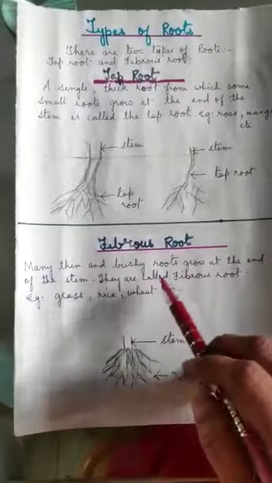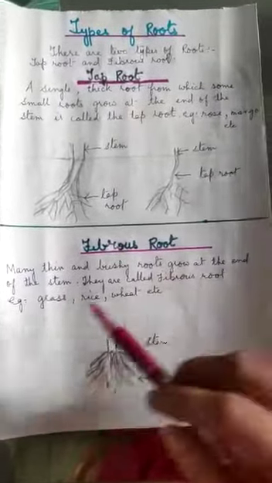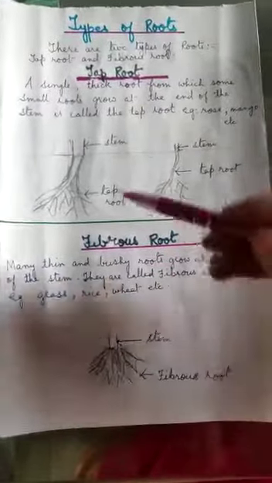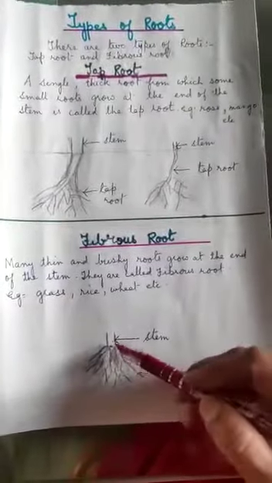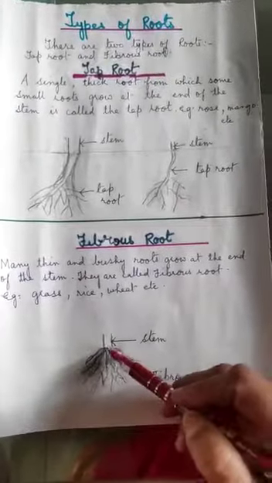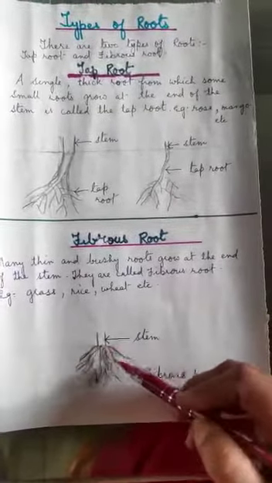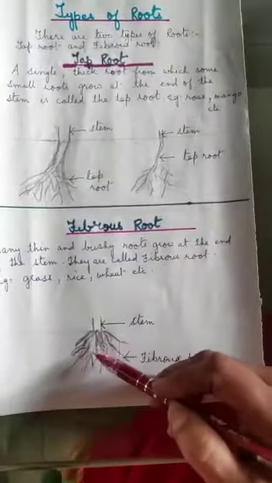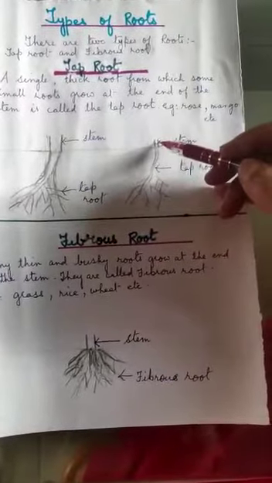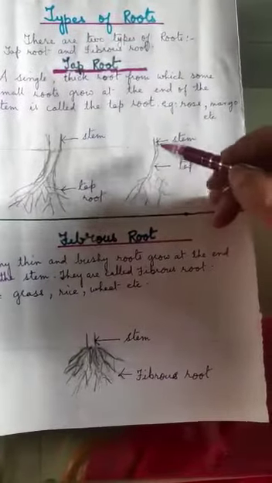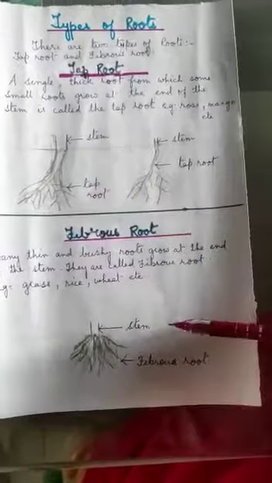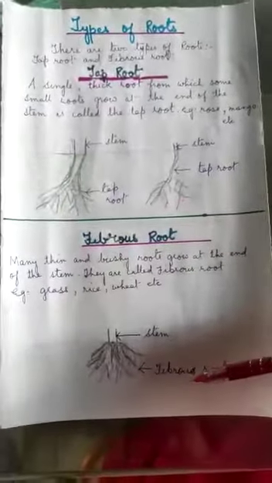Many thin and bushy roots grow at the end of the stem. So see the difference. They are called fibrous roots. Here, this is the end of the stem. There are so many bushy roots growing straight away from the end of the stem. There are many bushy roots starting to grow. But here, one thick root goes deep under the ground, and from that small roots grow. So this is the difference between the taproot and the fibrous root.